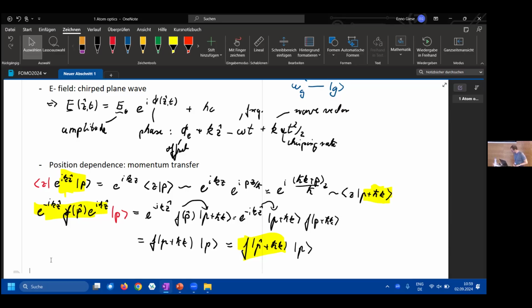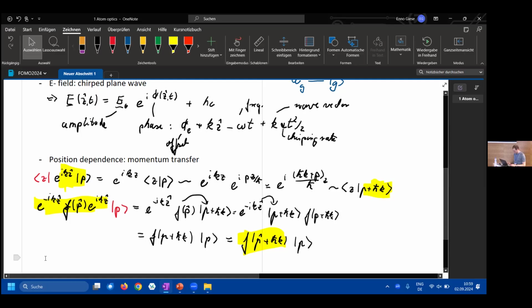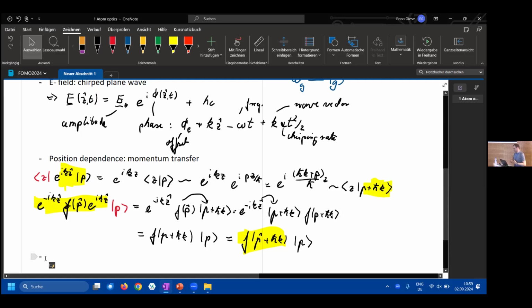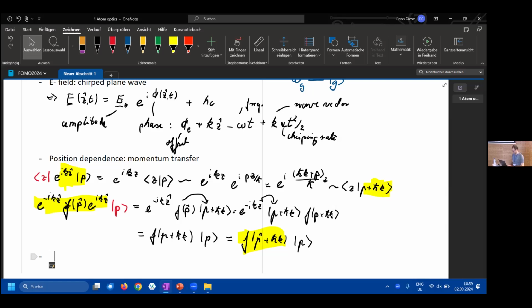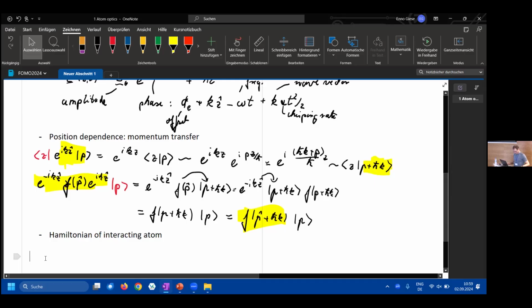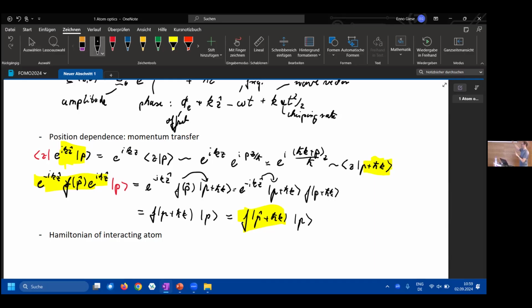Okay, good. So let's write down the Hamiltonian of our atom interacting with light, just to describe the whole thing. That Hamiltonian is the following. Now I just wrote down the interaction. I now want to take center of mass motion and internal degrees of freedom into account.